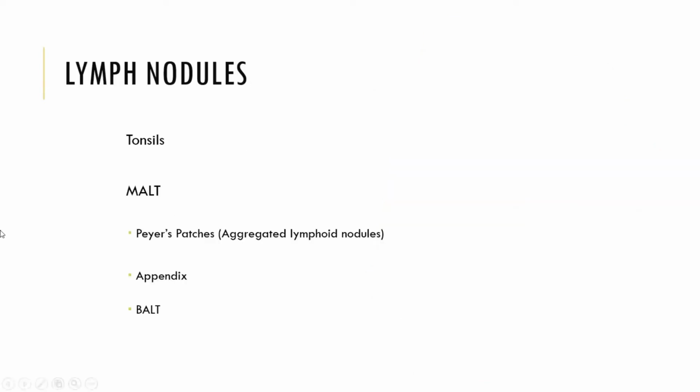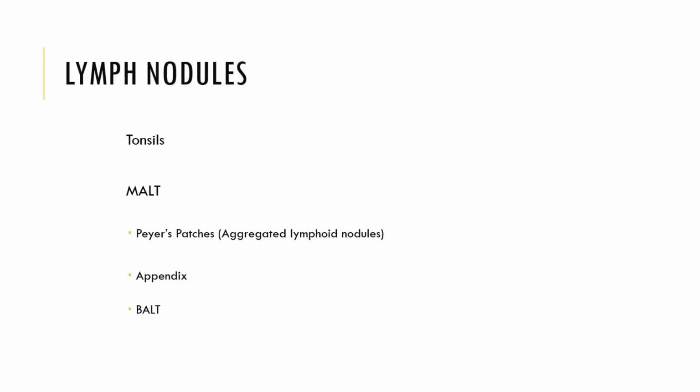And then another type of lymph nodule is called MALT. MALT stands for mucosa-associated lymphoid tissue. It basically protects the epithelium of the digestive, respiratory, urinary, and reproductive tracts from pathogens, so from different toxins.